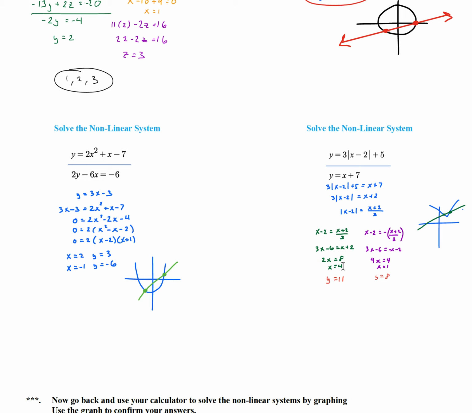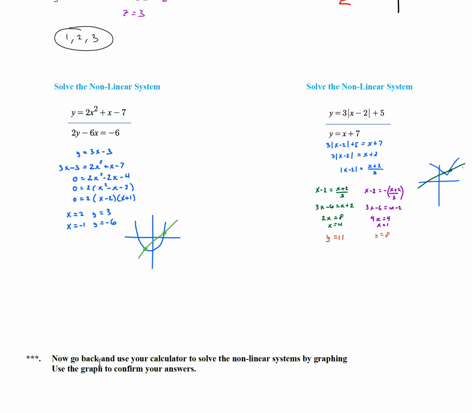I get x values of 4 and 1, and I found y values of 11 and 8 because I plugged them back into the linear equation. On the absolute value ones, you probably do want to check to make sure whether you have an extraneous solution. So make sure that this guy works and this guy works in both equations. Remember, absolute value and squares have some issues sometimes with negatives. So make sure we plug back in to both equations and make sure they both work, which they do.